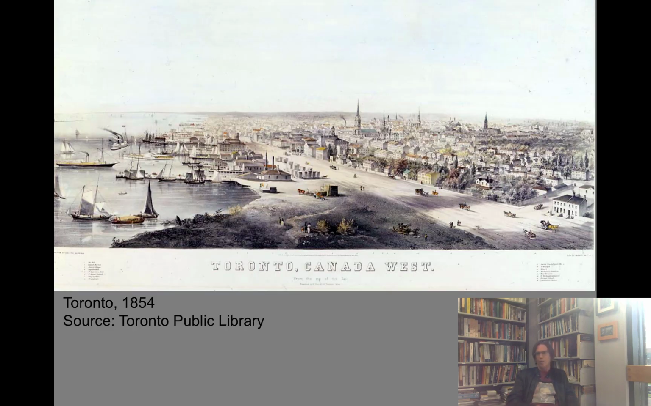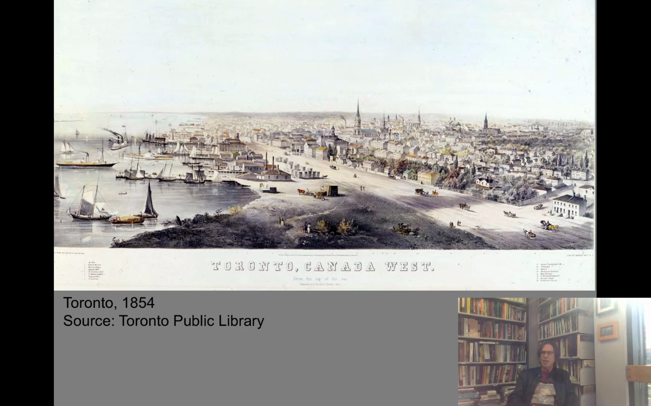So we know about some big cities like Toronto. Toronto's not the biggest city today, and it wasn't the biggest city in the 19th century, but it's certainly growing really rapidly. And here's a nice illustration from 1854 of Toronto, Canada West. You can certainly see it expanding. You can see some smokestacks from factories off in the distance there. Lots of church steeples, a very busy waterfront.